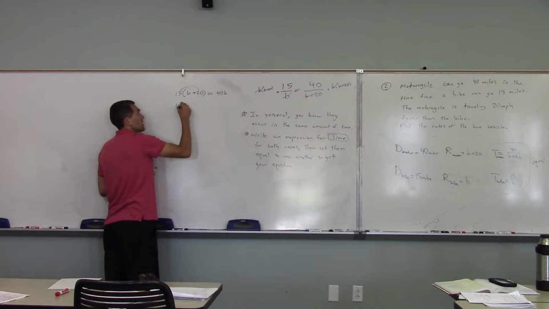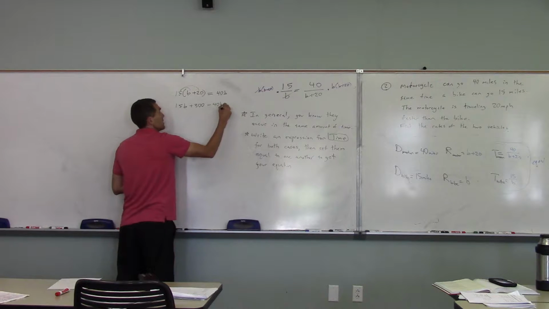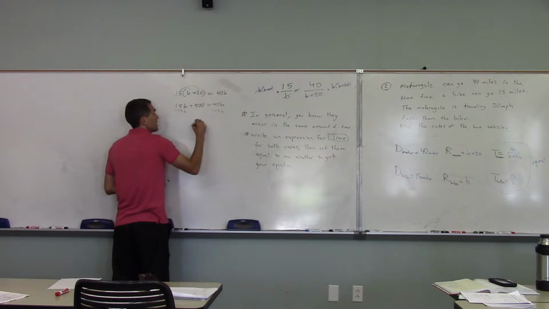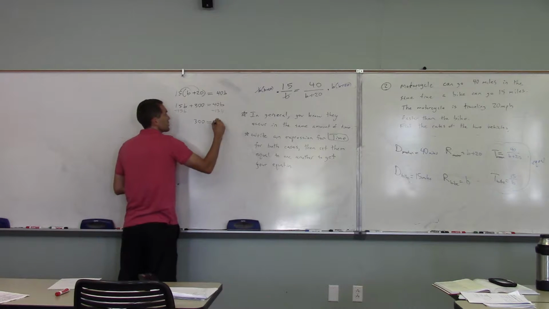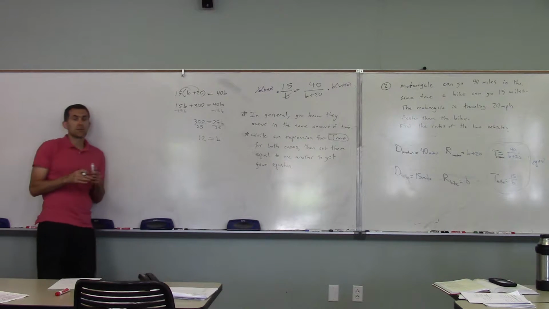So that's 15b plus 300 equals 40b. Minus 15b, minus 15b. We get 300 equals 25b. Divide by 25, divide by 25. b is 12. I'm not going to put a box around that because it's a word problem.